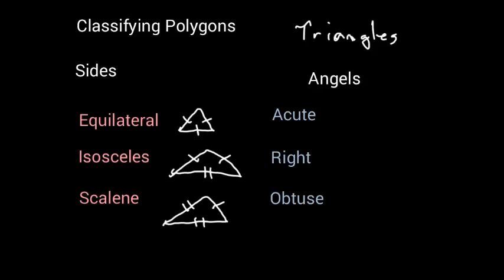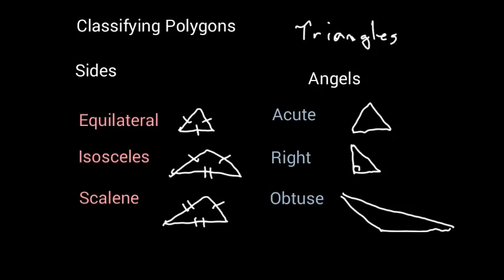And then classifying based on angles, you have acute, and any equilateral triangle is going to be acute, meaning all the angles are less than 90. You can have a right triangle, which means one angle is 90 degrees, and you'll see the little square there at the bottom that indicates a 90 degree angle. And then you can have an obtuse triangle with one obtuse angle.